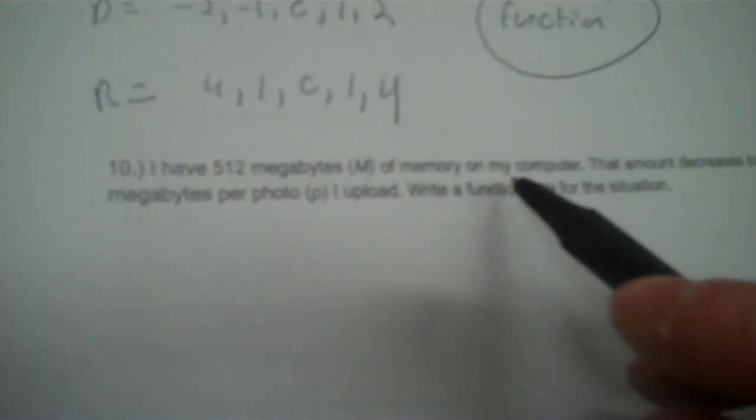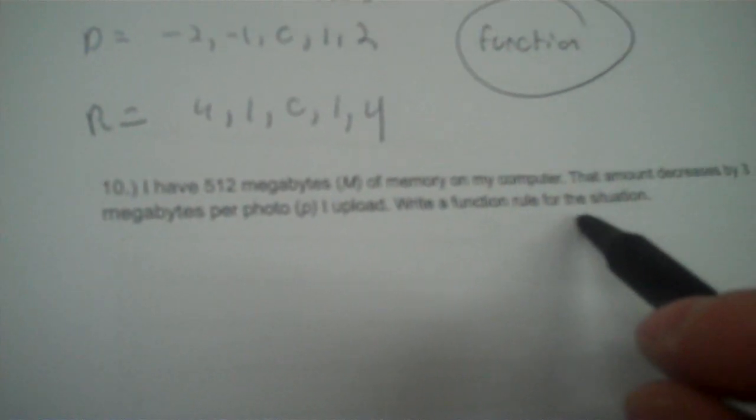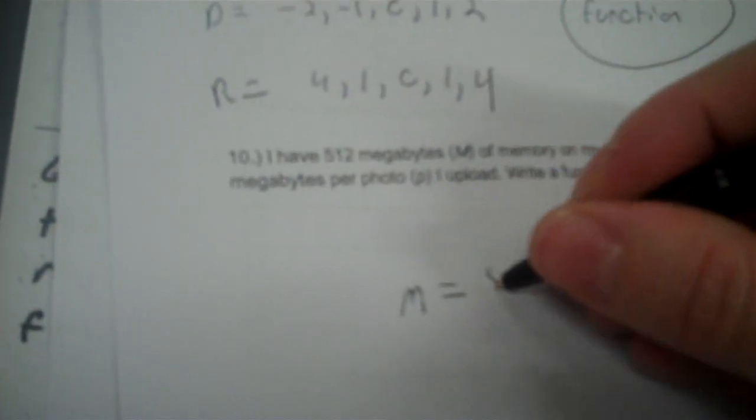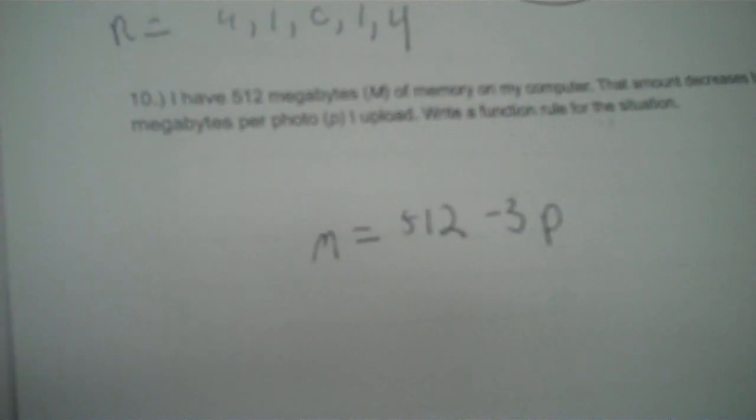Okay, then the last one's easy. I have 512 megabytes M of memory on my computer. That amount decreases by 3 megabytes per photo I upload. Write a function rule for the situation. This is easier than the table. So you start with the variable M. You start with 512. Then it decreases by 3 per photo I upload. So minus 3 per photo. So I put P. Okay.